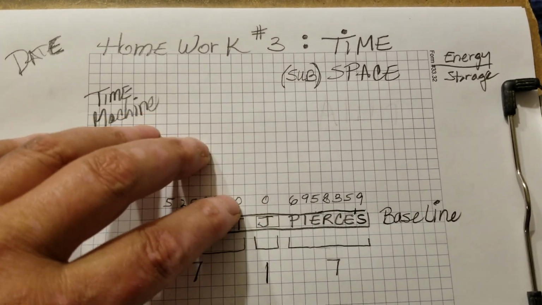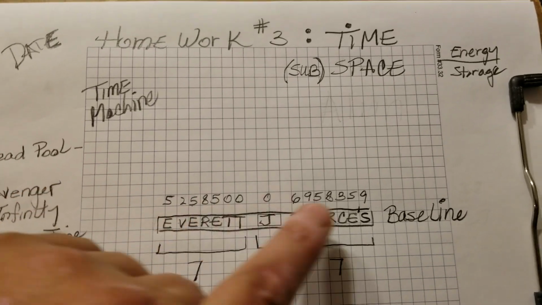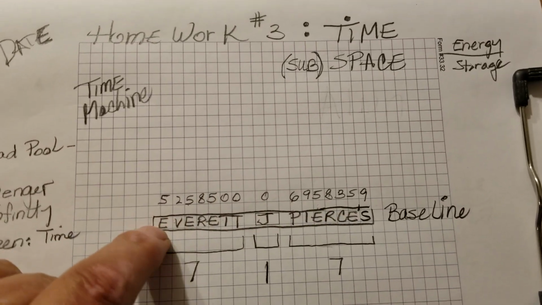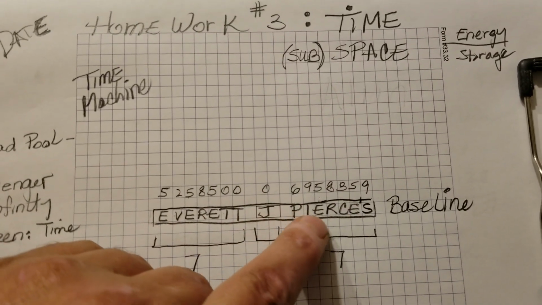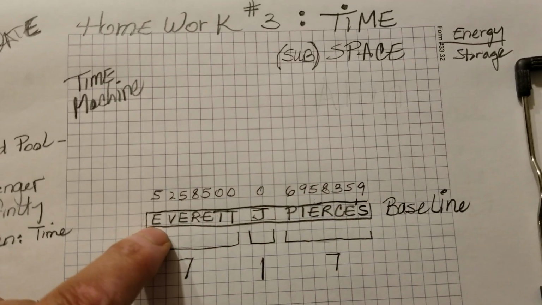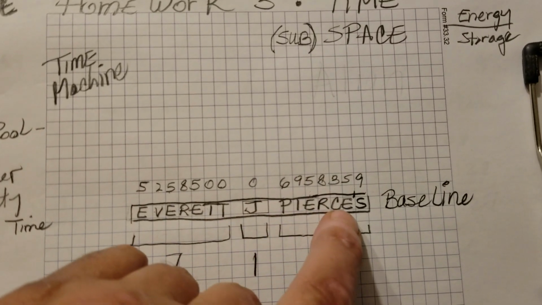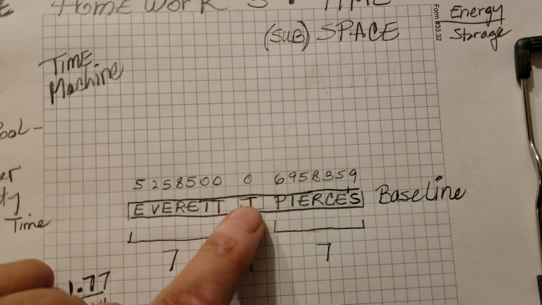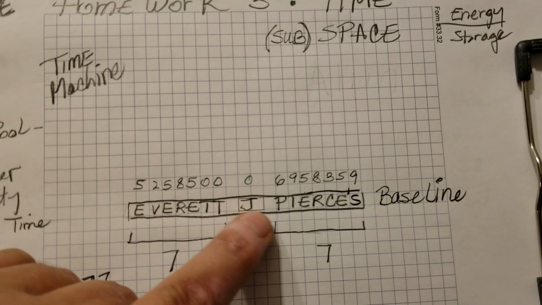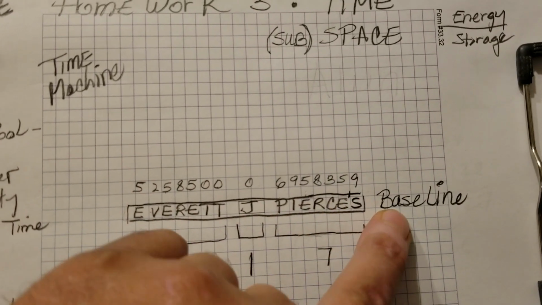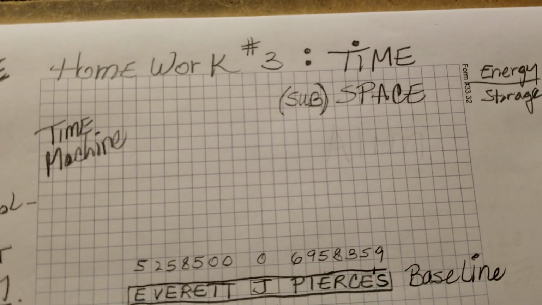We're going to cover a few more things in regards to what I was teaching about how to set up your date baseline. Now, I just put my name here, Everett James Pierce's baseline. My first name has 7 letters and my last name is 6 letters. But when we describe something as ours, we usually put apostrophe S. So I just put Everett James Pierce's baseline.